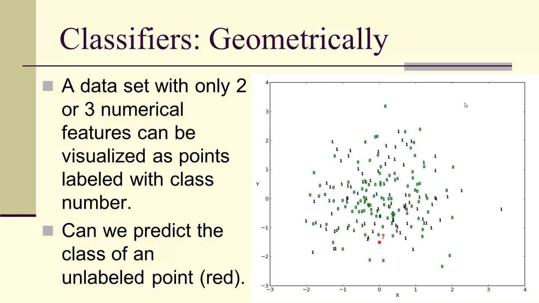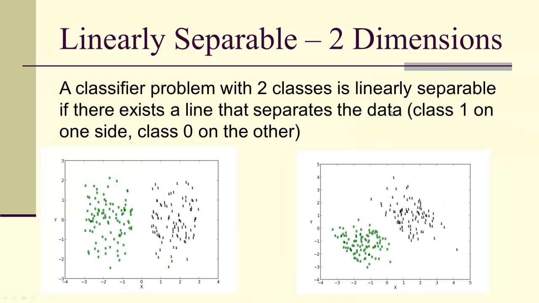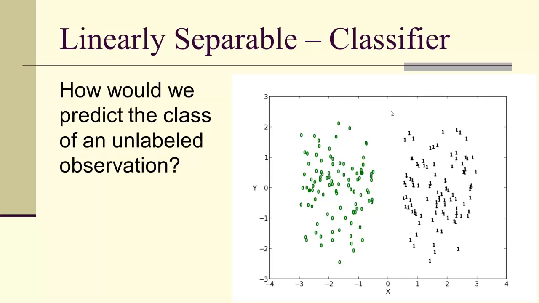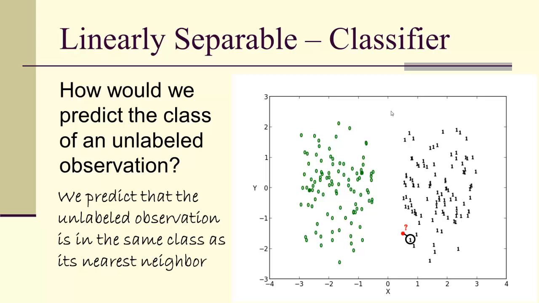If you only have 2 or 3 variables, then we can actually visualize as points with the class number. And we're going to be looking a lot at linearly separable. Linearly separable means, in 2 dimensions, we can separate with a straight line. How would we predict the class of an unlabeled observation? Quite simply, if it's linearly separable, as this set is, then we can just predict the unlabeled observation is in the same class as its nearest neighbor. And this is what's known as a nearest neighbor classifier. It's the simplest classifier that you could imagine.